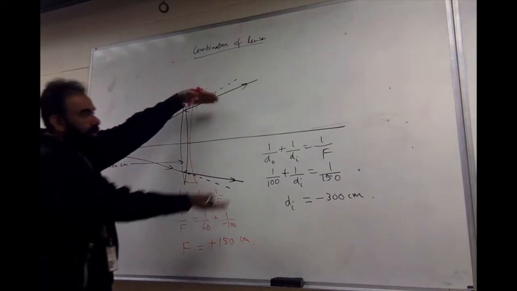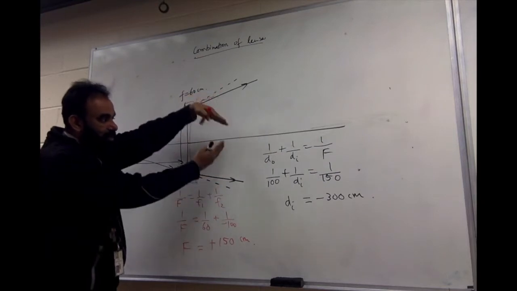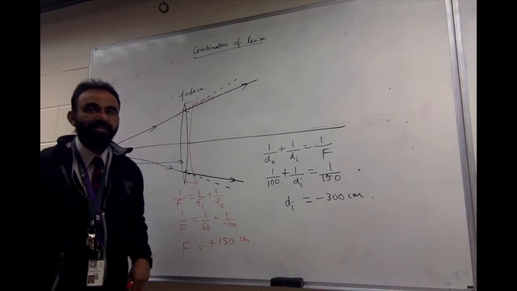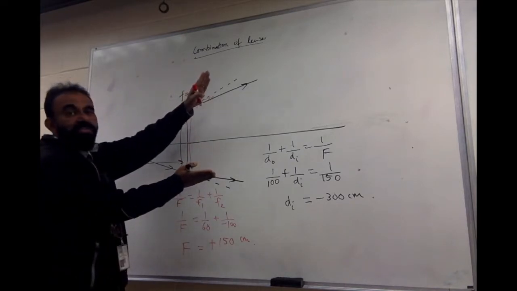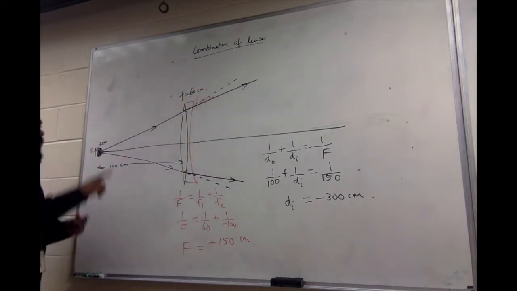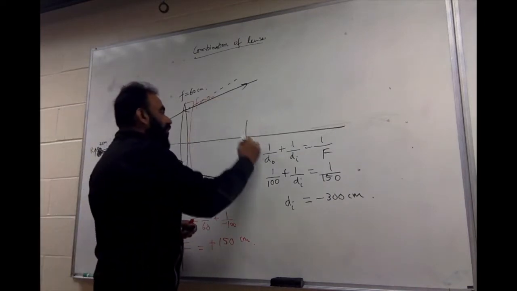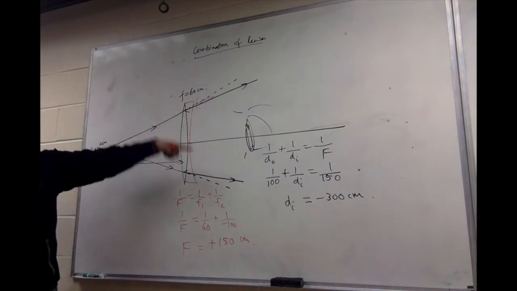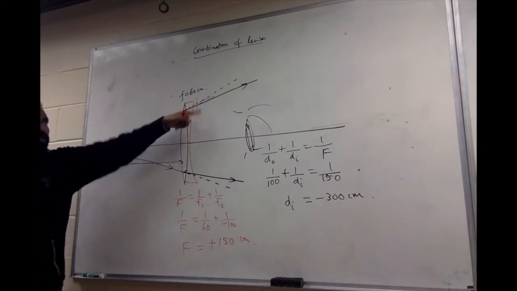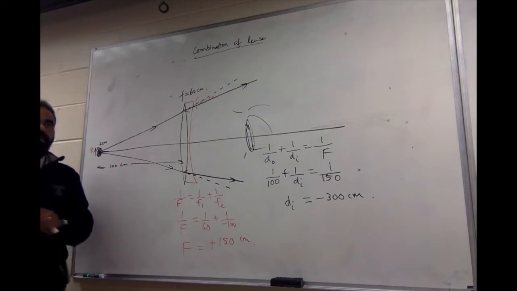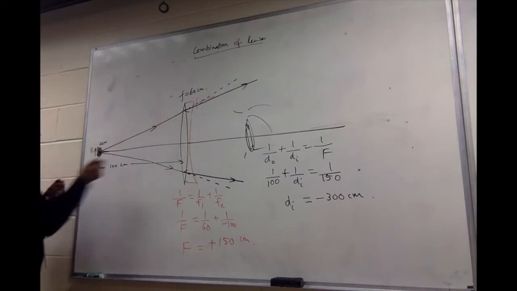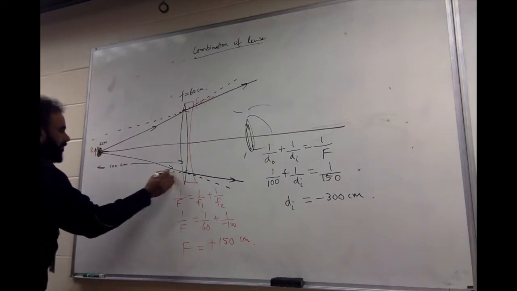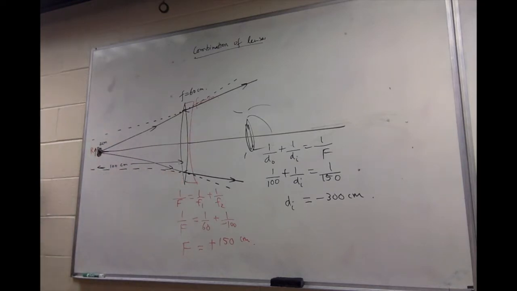It is not bending all the way down here, because if it was doing that, then you would have got a positive answer, right? Since you're getting a negative answer, it means that they are diverging still. They are going in that manner. So if you're going to look at those two rays from there, these rays appear to come from where? If you trace it back all the way, it will be here.